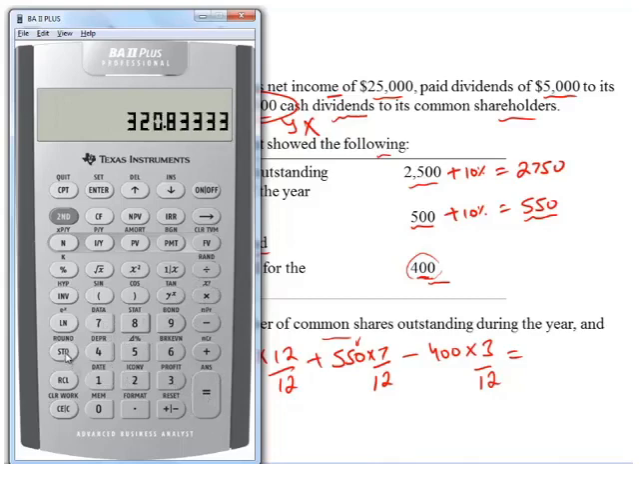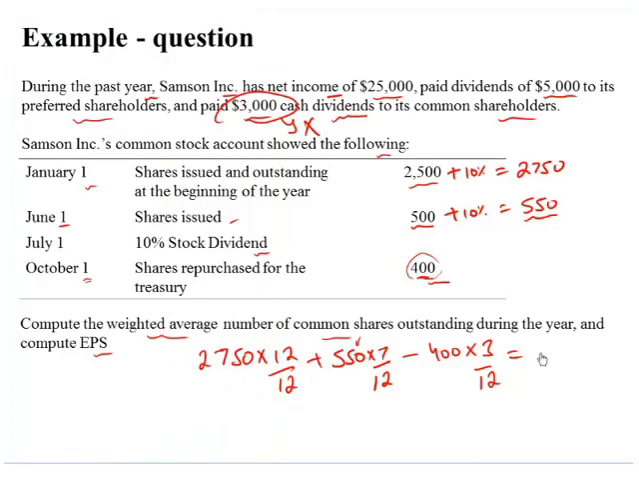We'll add it to 1 and store it in 1. So store plus 1. Minus 400 into 3 by 12. So let's do 400 into 3 divided by 12, and we'll press store minus 1. That is, it'll be subtracted from 1 and stored in the memory register 1. Recalling 1 will give us the answer. So it's approximately 2971 shares that are outstanding on a weighted average basis throughout the year.